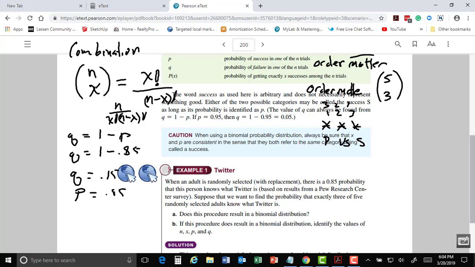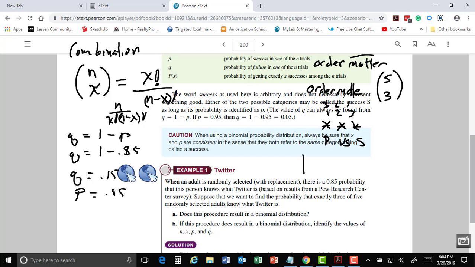Because order matters. The first guy is president, but next time around she's president, next time he's president, they're different positions. I hope you can see that the sample size, when order matters, is larger than when order doesn't matter. So where order matters, we have something called a permutation.